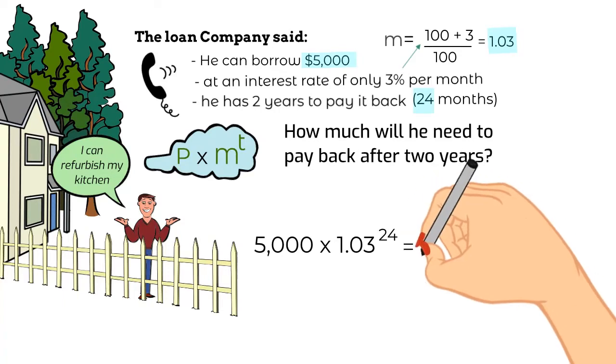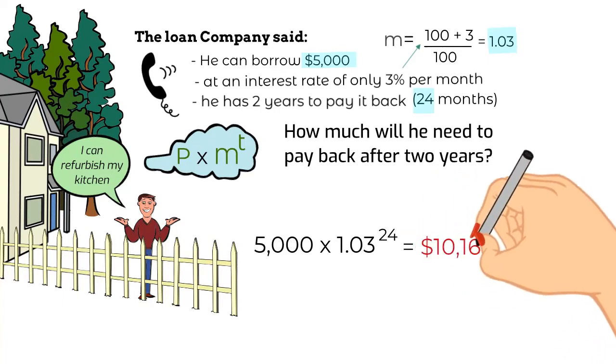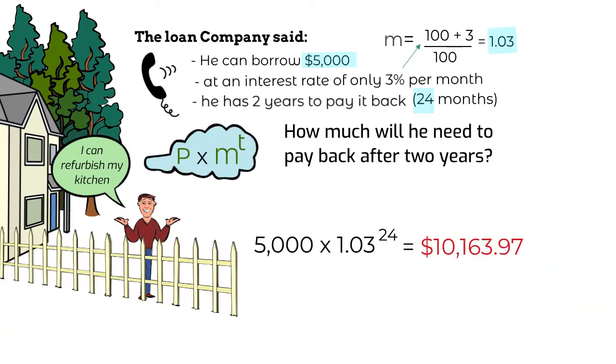And that gives us a whopping $10,163.97. I'll let your neighbour decide if he thinks that's a good deal or not.